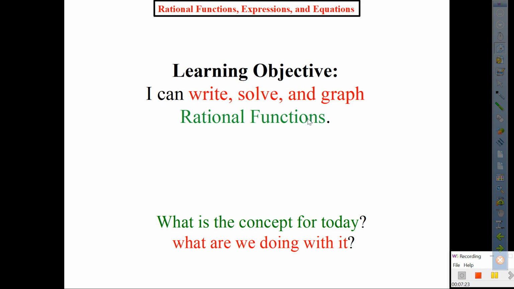Get a Cornell note ready. You don't need a Frayer model. We're going to move on expeditiously because we need to get to a couple of things today. Make sure that we stay focused. However, today's objective: I can write, solve, and graph rational functions. You notice we added a couple more skills to that. We only started with graphing. Today we're going to be writing and solving. So make sure you stay focused throughout.